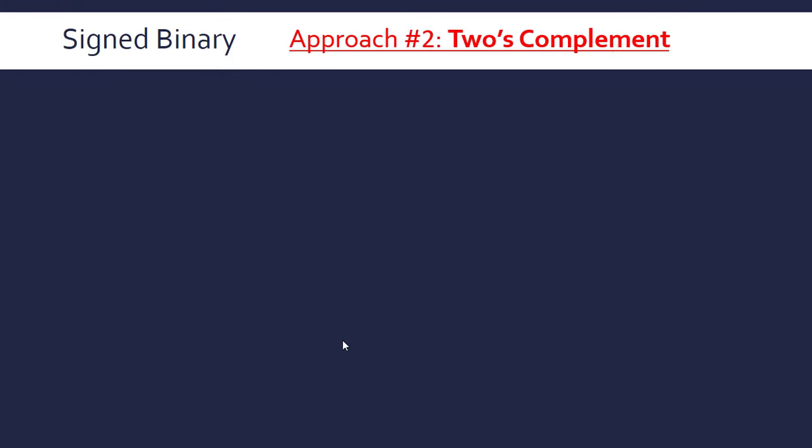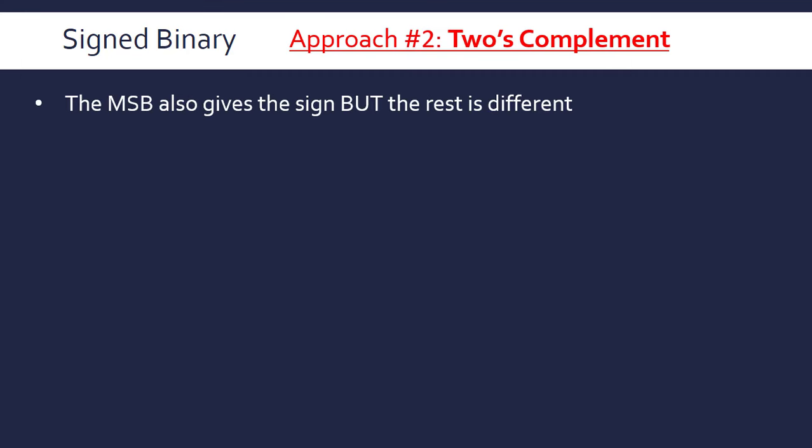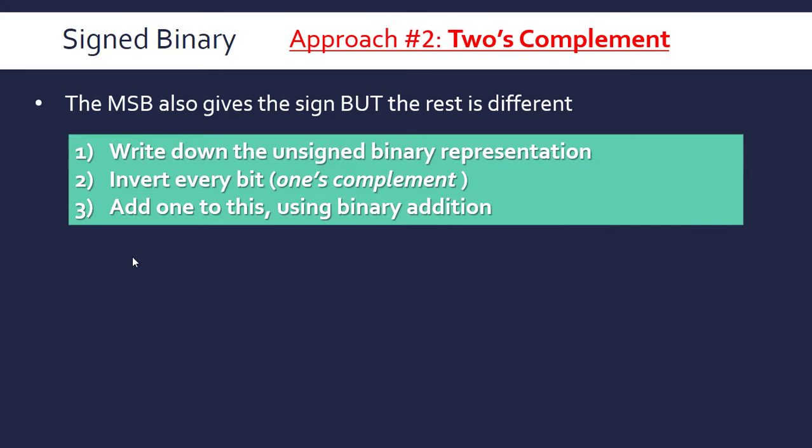The second approach, which is actually used by computers, is 2's complement. So there are other approaches, but these are just the two we're going to be looking at. So 2's complement is similar in the sense that the most significant bit, the far left bit, also gives us the sign. So if we look at it, so 1, we know it's a negative number, but the rest of it is quite different, and doesn't make a lot of sense unless you understand the actual method you have to go through. So first of all, what you'll do if you have to, say, represent -27 like we did before, you would write down the representation for unsigned binary, so the same for +27 essentially.